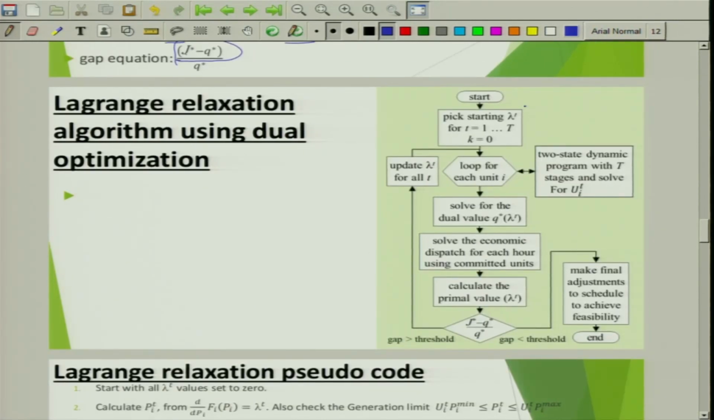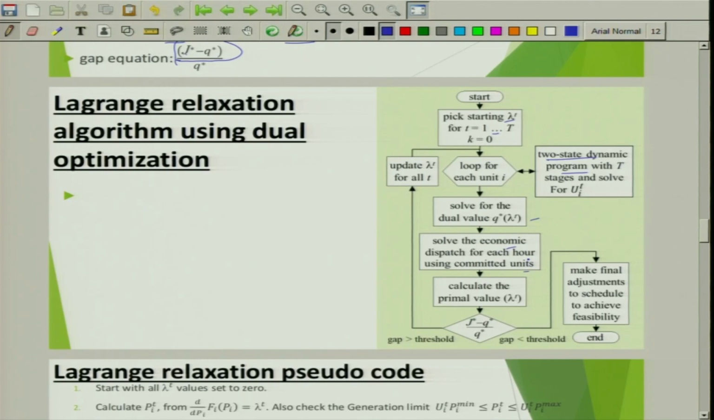You see here, start, pick starting value of lambda for all time intervals t equal to 1 to T. Then for each generator you obtain the loop with the 2-state dynamic program with T stages. Solve for each generator whether it should be on or off, right. Now solve for the dual function Q star, because you need to find out dQ by d lambda, right, and then solve the economic dispatch for each hour using the committed units.